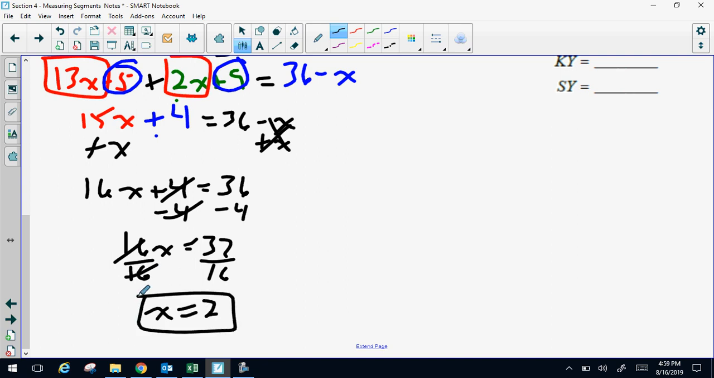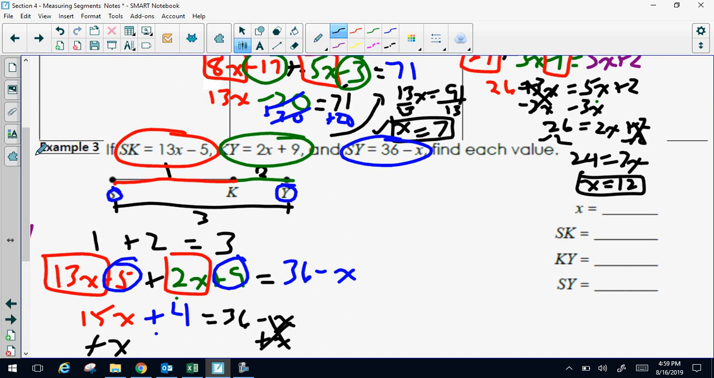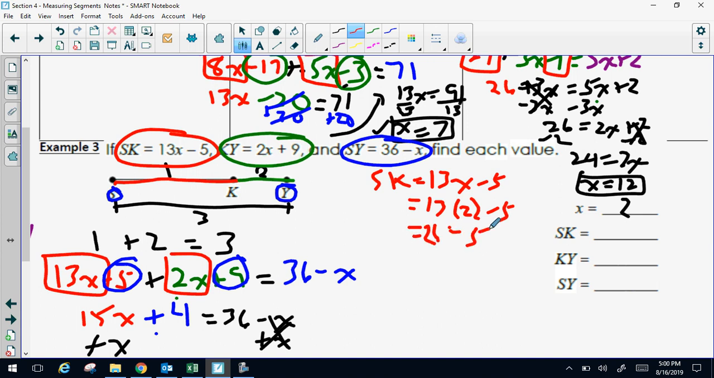Okay, well the question asks for a bunch of stuff. So we find that we need x, so x is equal to 2. We also need to find SK, so SK again is 13x minus 5. So plug in 2, because that's what x is. 13 times 2 is 26, and 26 minus 5 is equal to 21. So SK is 21.